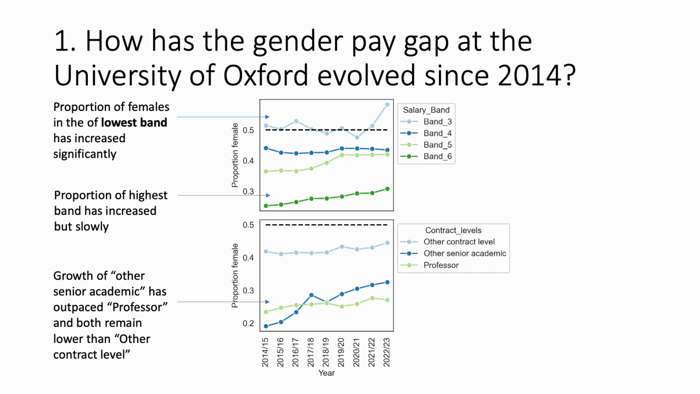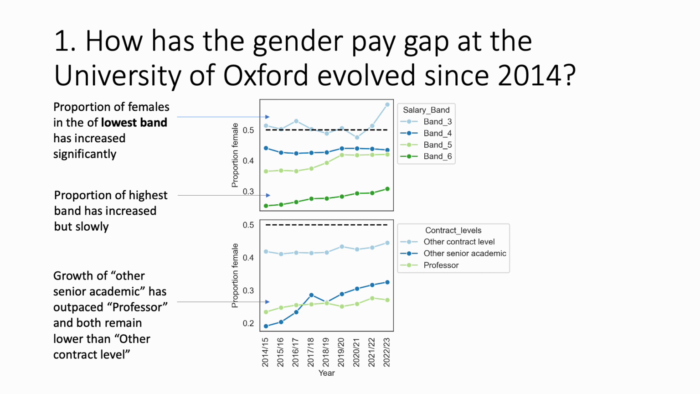But we present information in a way that is really clear and reflects a real world problem. The other thing we looked at is the split by contract level. Contract level is like the level of academics, if you may. Here we have professors, other senior academic, and other contract level. Other contract level is more for things like temporary teaching staff.